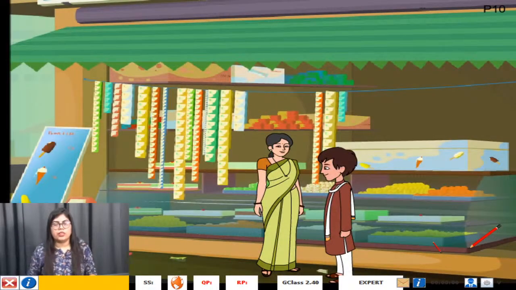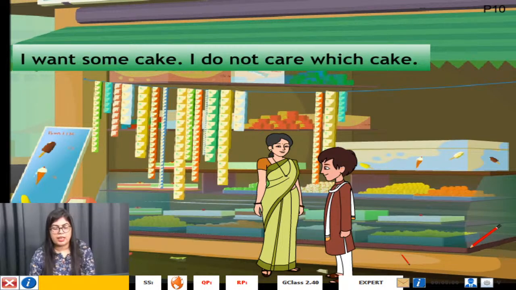Now let us look at some more examples. Here we have a woman and a little boy. So, I want some cake. I do not care which cake. This little boy is telling his mother maybe. So, I want some cake. I do not care which cake. Here we have some cake. How much cake? Some cake. I do not care which cake, but I want some cake.